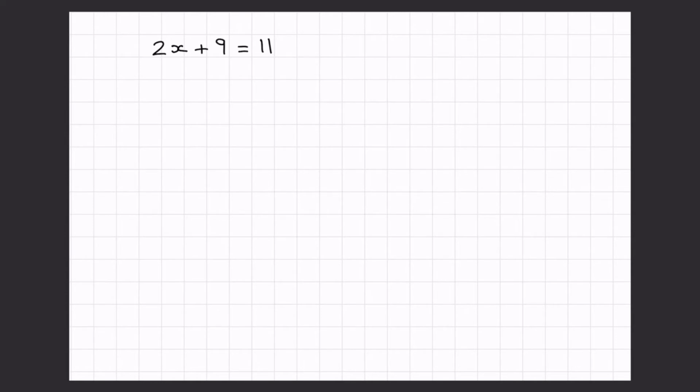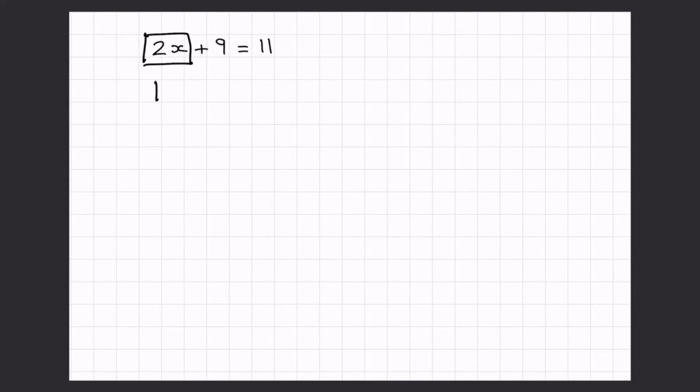We have 2x add 9 is equal to 11. We can use what we've done before to deal with this equation. At the moment, we've got two lots of an unknown, add 9 is equal to 11. Now, you can do this with trial and error, just plugging in values. But just look at what I'm going to do. I'm going to put a box around our two lots of unknown.